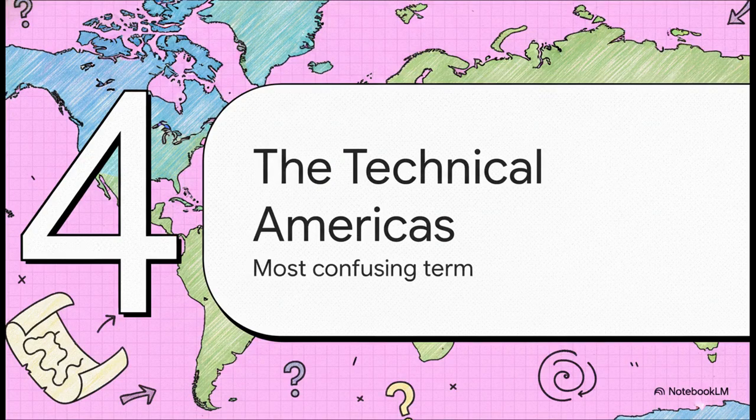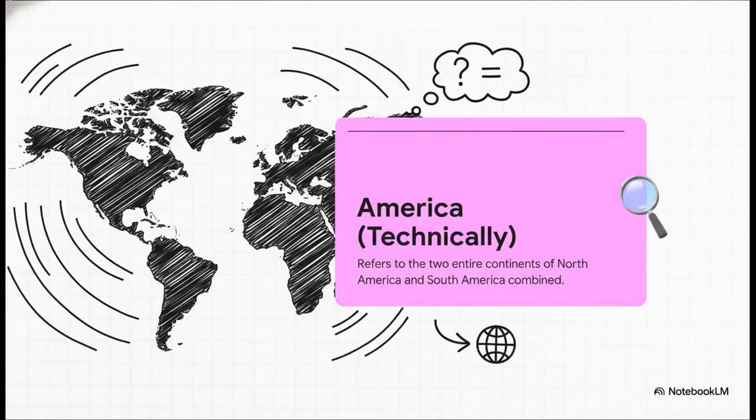All right, Section 4, the technical Americas. This is probably the most confusing term of all. So, technically speaking, the word America refers to the entire continents of North America and South America combined. Yeah, both of them. When you look at it strictly through the lens of technical geography, America encompasses an absolutely massive swath of the globe, literally two whole continents. We are talking about land stretching from the absolute northernmost tip of Canada all the way down to Tierra del Fuego at the southern tip of Argentina. So it's not a country, it's not even one continent, but two entirely distinct landmasses joined together.